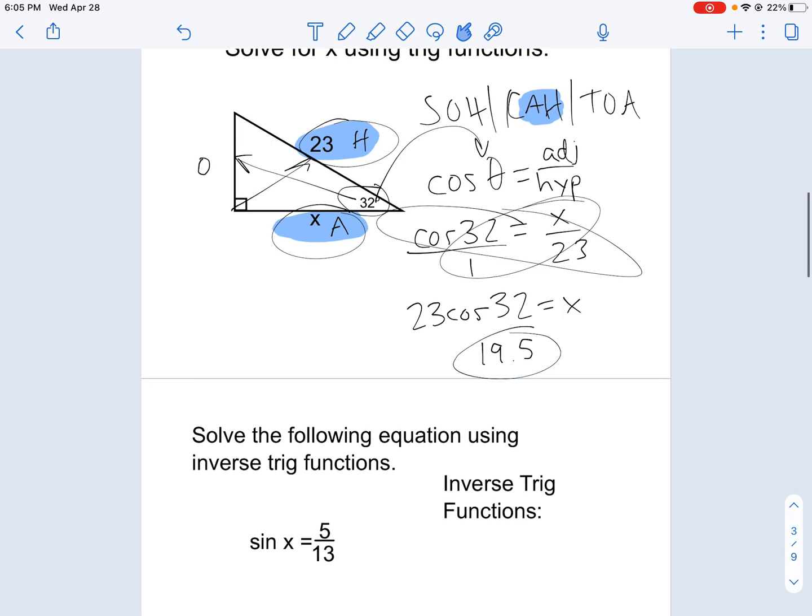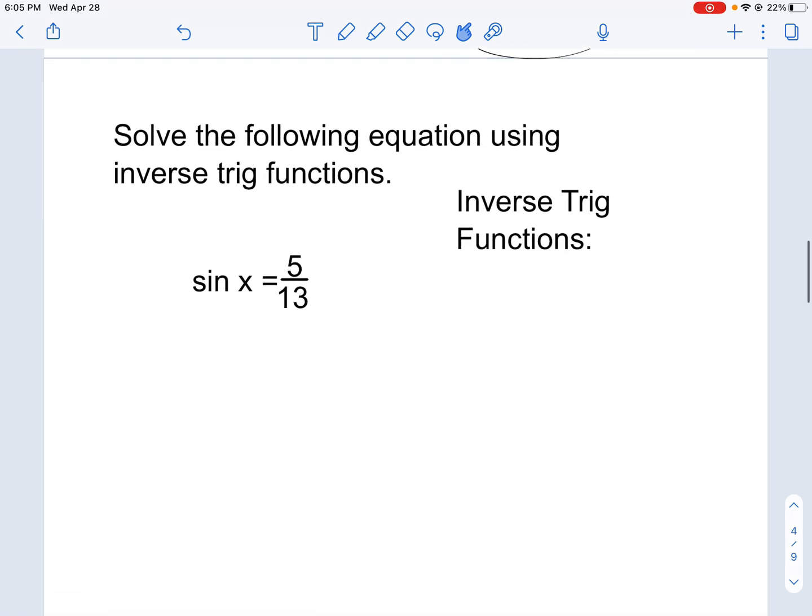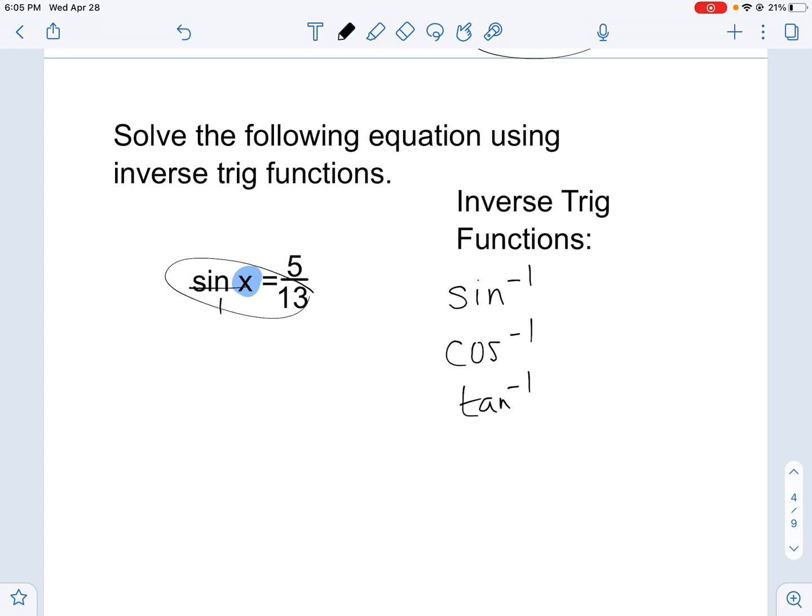Now, the thing that we're learning about today is called inverse trig functions. They're just the same as trig functions, except that they're the inverse. They cancel each other out. So if I look at this one right here, I notice that my x is here. So if I try to cross multiply, I'm going to get 13 sine x equals 5. Now, unfortunately, I can't plug in x to the calculator. The calculator doesn't know what x is, so I can't do it. So cross multiplying isn't going to work here.